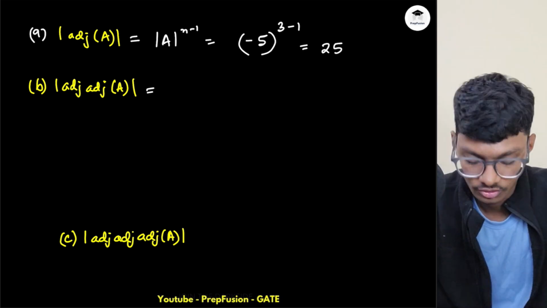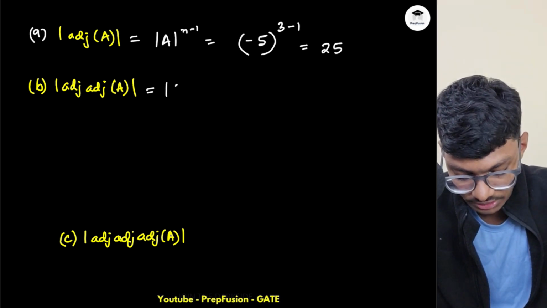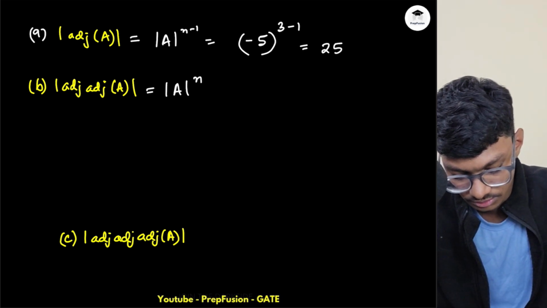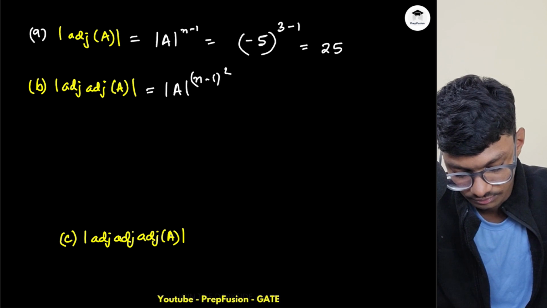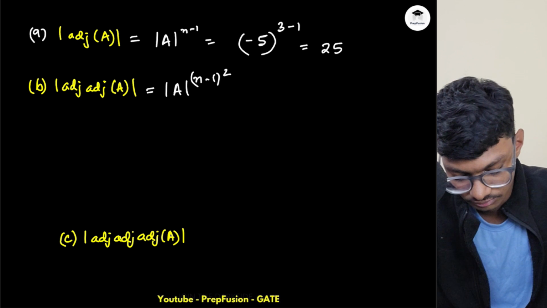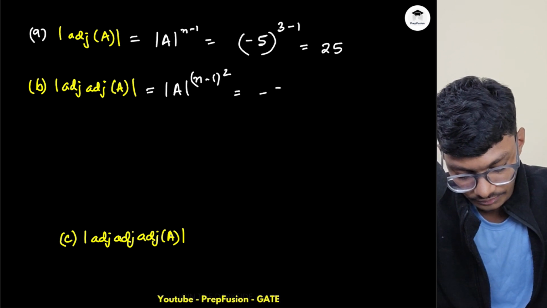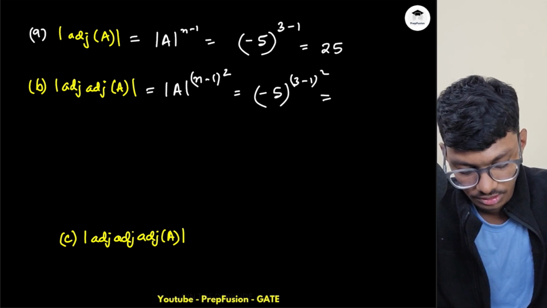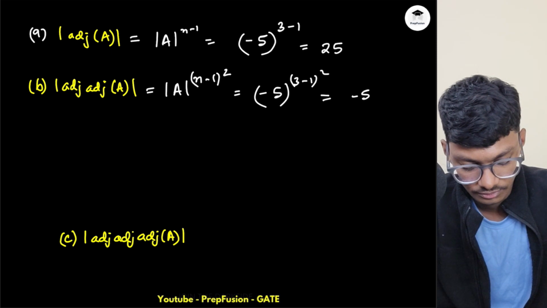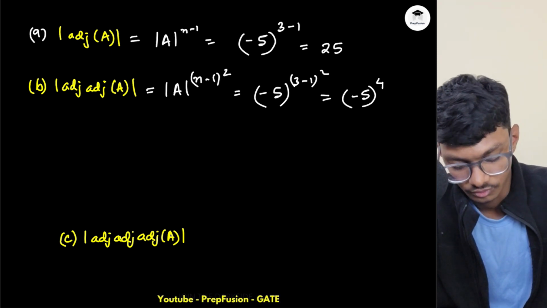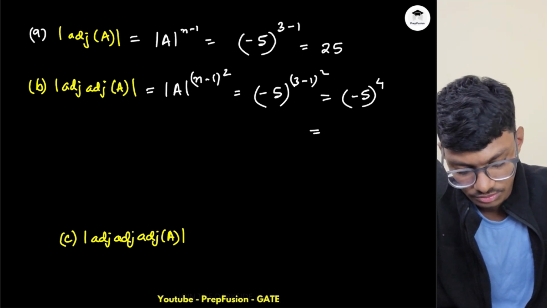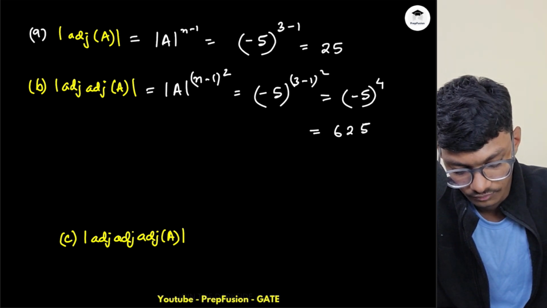Now, what is adjoint of A? Determinant of adjoint of A, it is the formula of determinant of A to the n minus 1, which is (-5) raised to power, whole square. So this is (-5) raised to power 4, which is equals to 625.